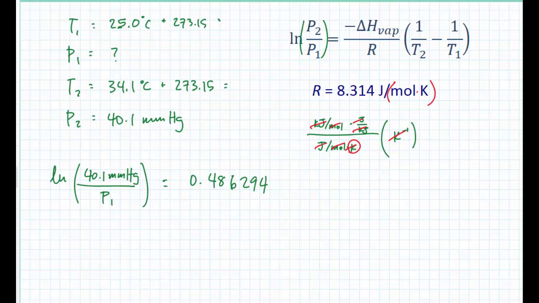So you may be tempted to divide both sides by 40.1, but that doesn't work. That 40.1 is inside of a natural logarithm. We have to somehow get rid of that natural logarithm. What is the opposite mathematical function to a natural logarithm? Anybody know? E, lowercase e.